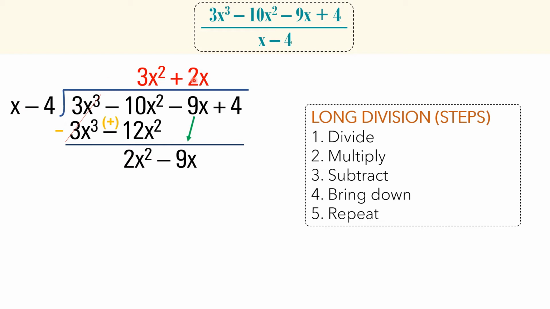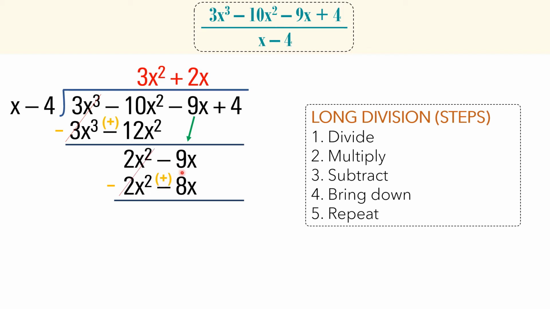Then after dividing, multiply quotient times the binomial. So 2x times x will give us 2x squared. And then 2x times negative 4 will give us negative 8x. So, we may proceed in subtracting them. Remember that you have to change the sign of the subtrahend and proceed to addition. So, this positive 2x squared will become negative, while negative 8x will become positive. So, let's add. 2x squared plus negative 2x squared, that will be equal to 0. So, we may just cancel them.